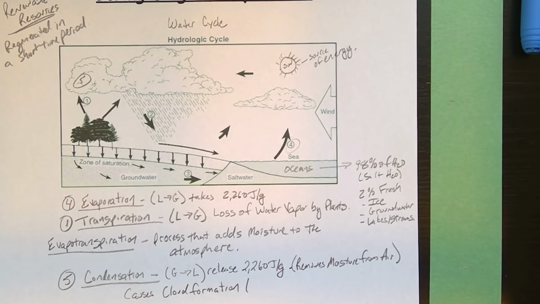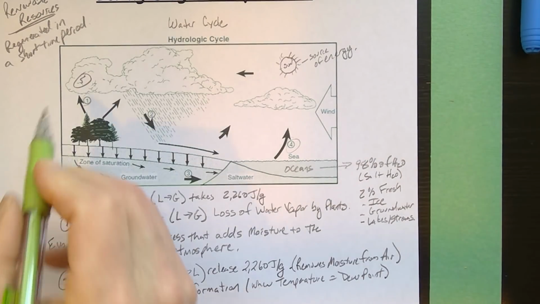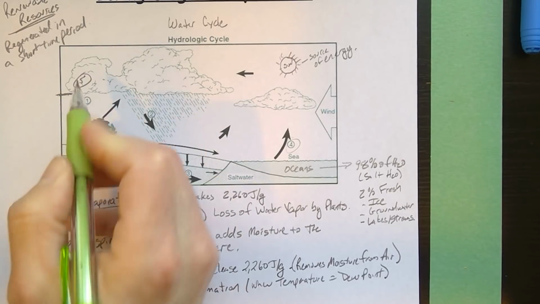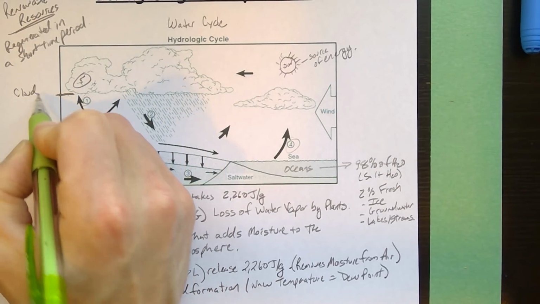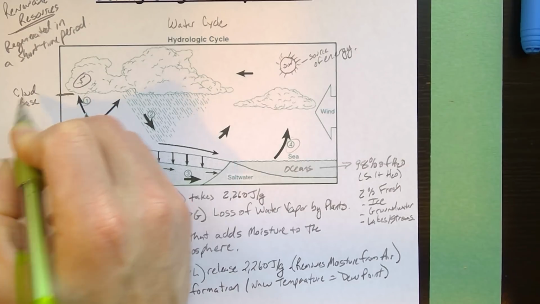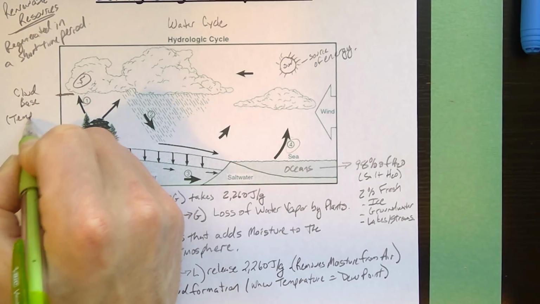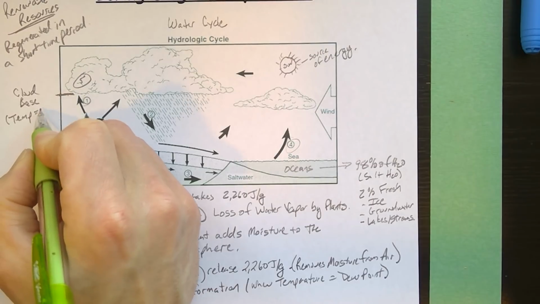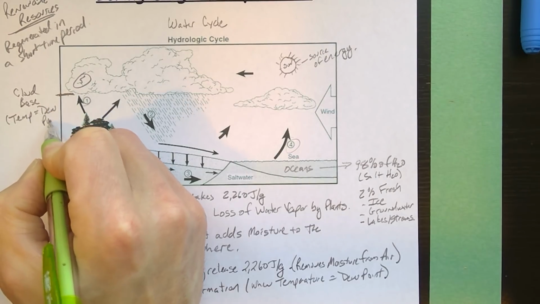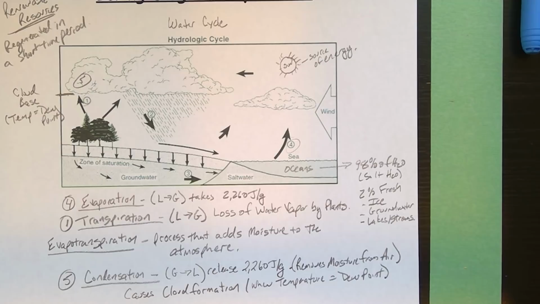You know that condensation is going to occur when the temperature equals the dew point. And on this diagram, you'll notice the bottom of the clouds is flat. They referred to that as cloud base, and cloud base is whatever altitude it is when the temperature equals the dew point.